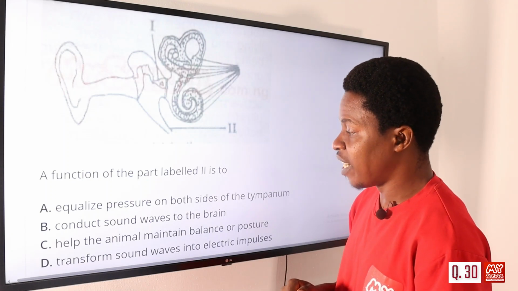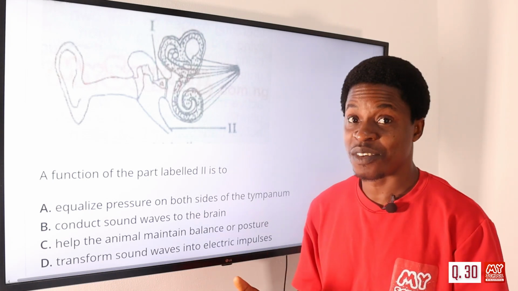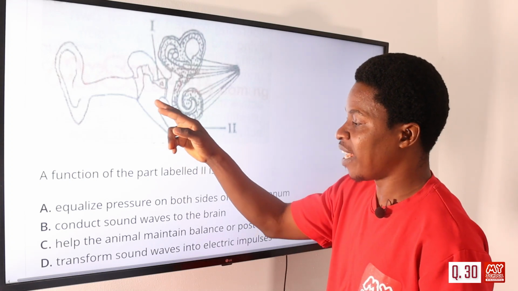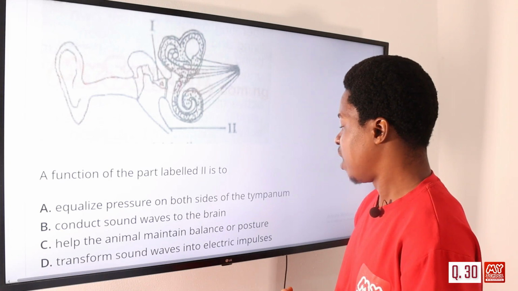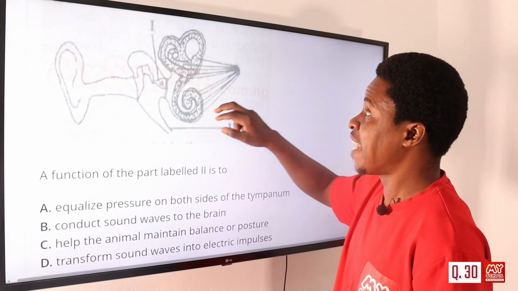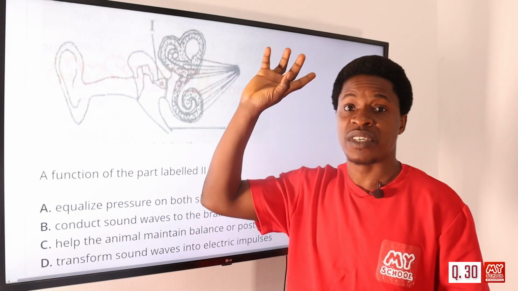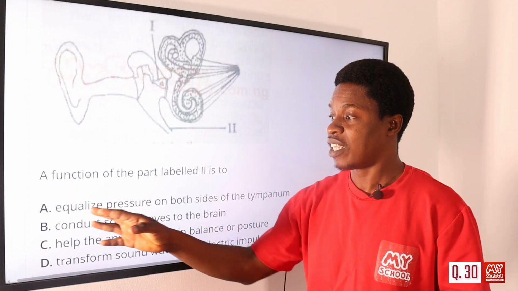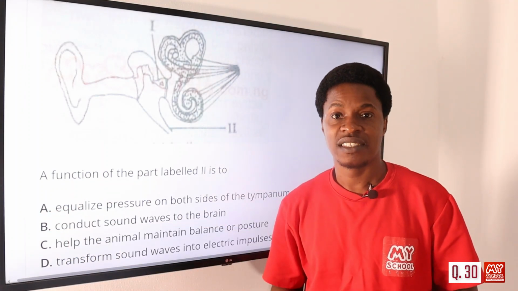Option C says help the animal maintain balance or posture. Of course, we know we have two functions of the ear: balancing and hearing. So this part is not for balancing. Option D says transform sound waves into electric pulses. It is when the sound has gotten to the innermost part of the ear that it sends signals to the brain, and then the brain interprets what the sound is actually about. So among these functions, the correct answer is option A.